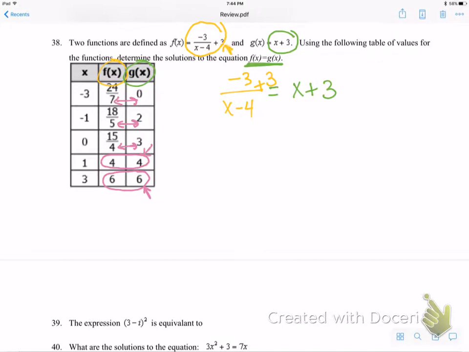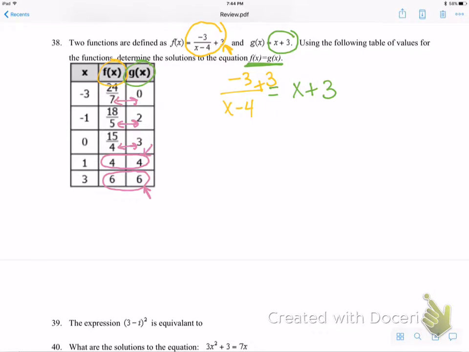So if I substitute a 1 in for x, I'm going to get a 4 on both sides of this equation, which is why x equals 1 is a solution. If I substitute a 3 in for x, I'm going to get a 6 on both sides of this equation. So 1 is a solution and 3 is a solution. So that's how you answer that one.